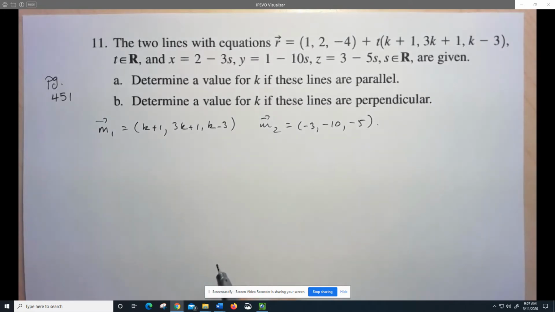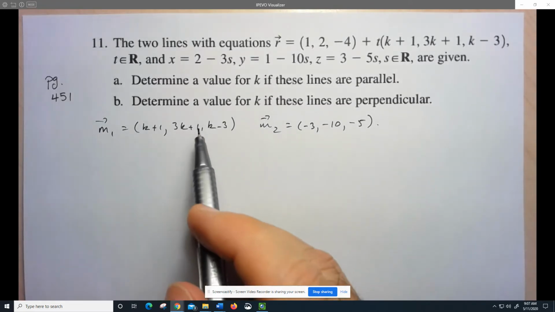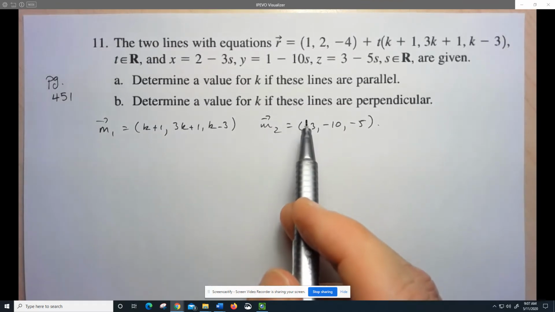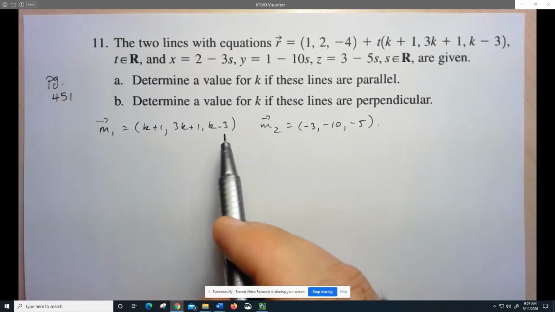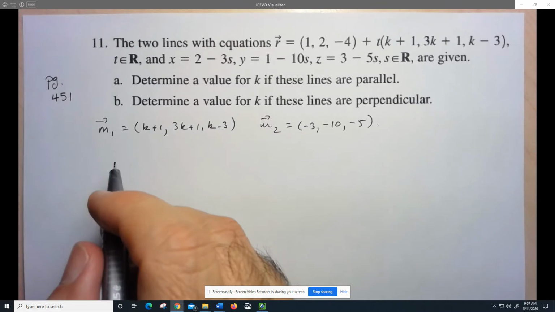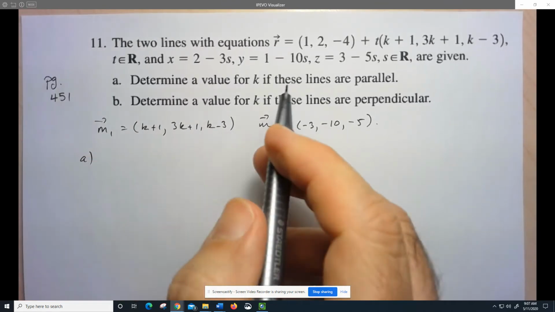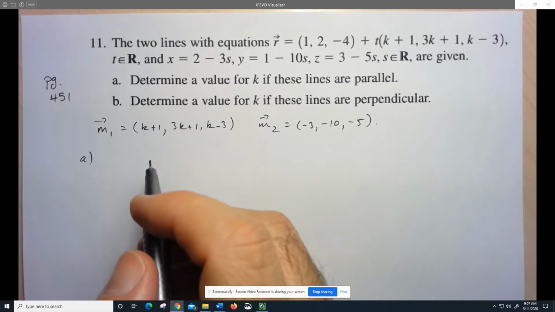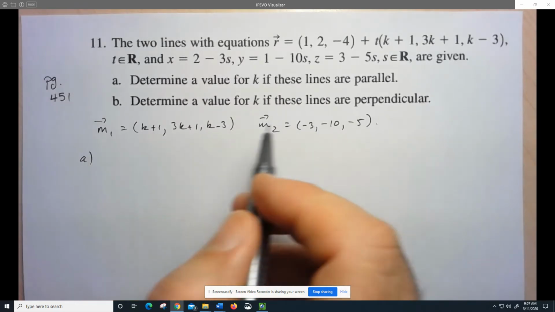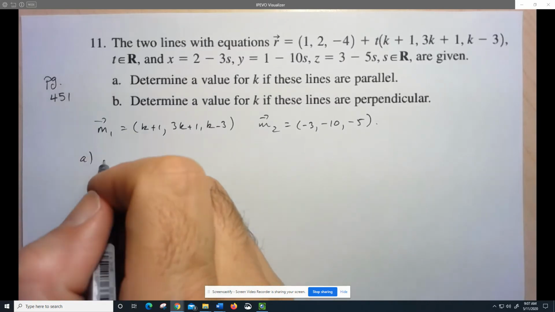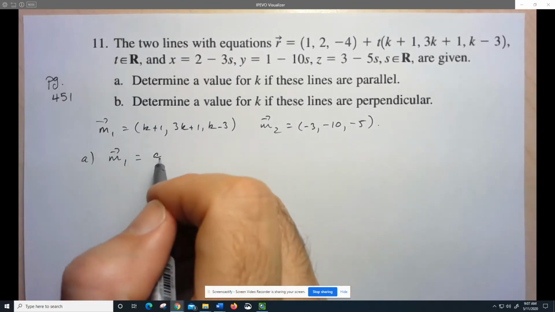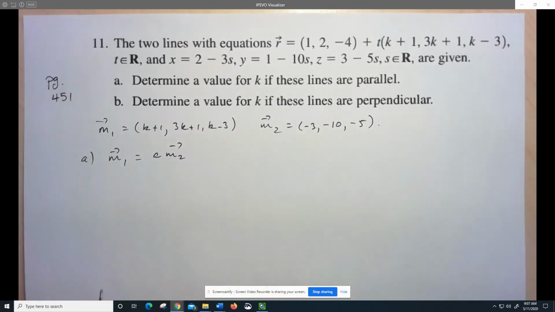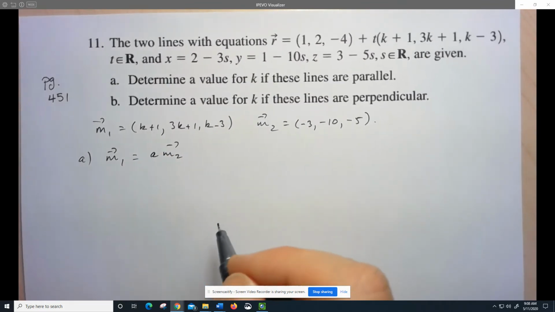Okay, so if the lines are parallel, it means the direction vectors are parallel, meaning that they will be scalar multiples of each other. So for part A, determine the value of k, we need to find what value of k will allow these to be parallel. In other words, for M1 to be equal to some scalar multiple of M2. And we'll see if there's one unique solution, or more than one solution. So let's try to solve this here.